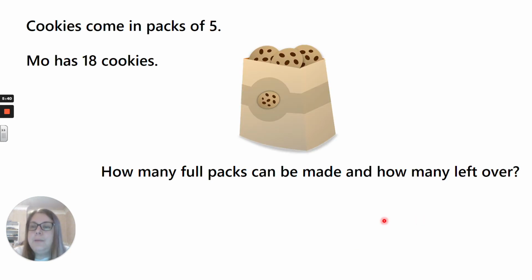Okay, this time, cookies come in packs of 5. Mo has 18 cookies. How many full packs can be made and how many left over? Bit of a tricky one, this one. You're going to have to use your times tables to work out how many full packs he has. But he might have some left over and they come in packs of 5. So how many full packs can be made and how many left over? Pause the video and have a go.